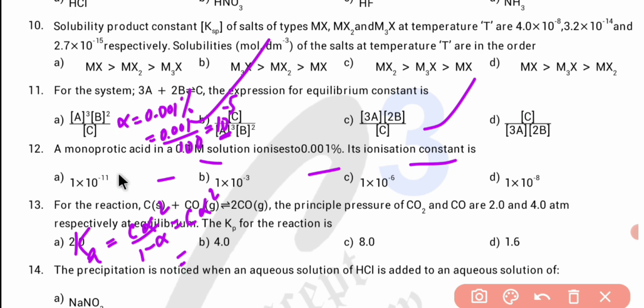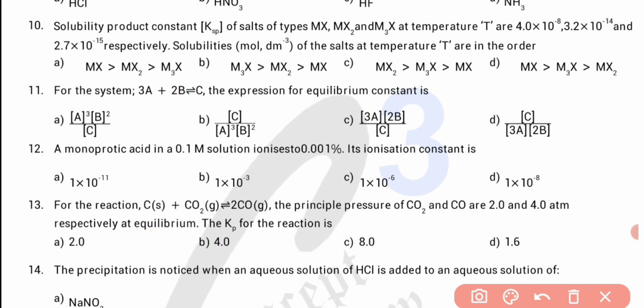So the value of C given in the question is 0.1. Alpha value is 10 to the power minus 5, that is squared, and the value of C is 0.1. 0.1 is 10 to the power minus 1. So this is 10 to the power minus 11, I think. So the correct option is A.